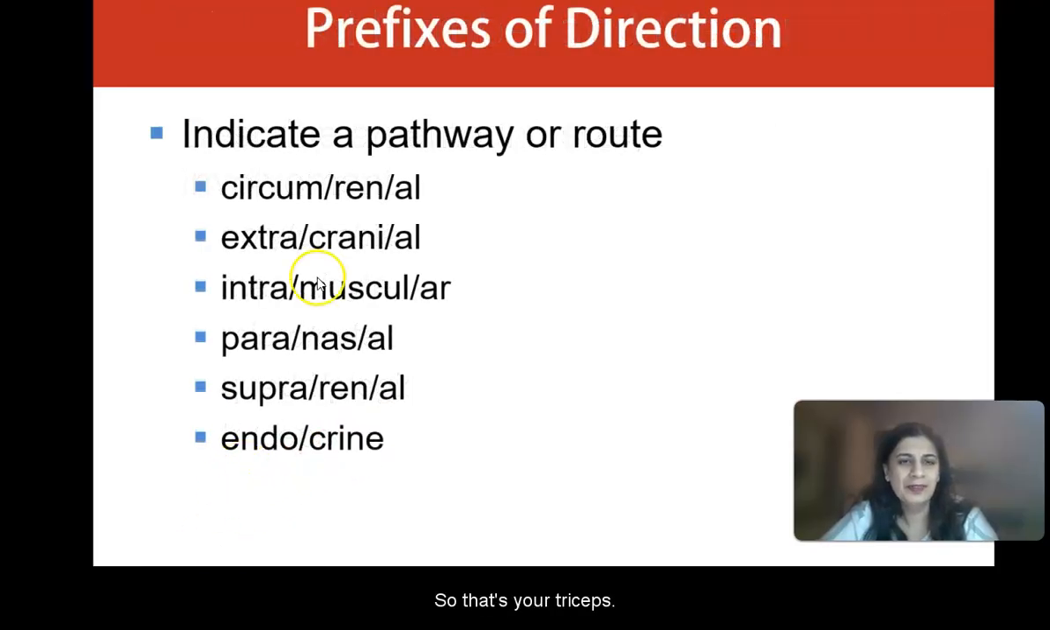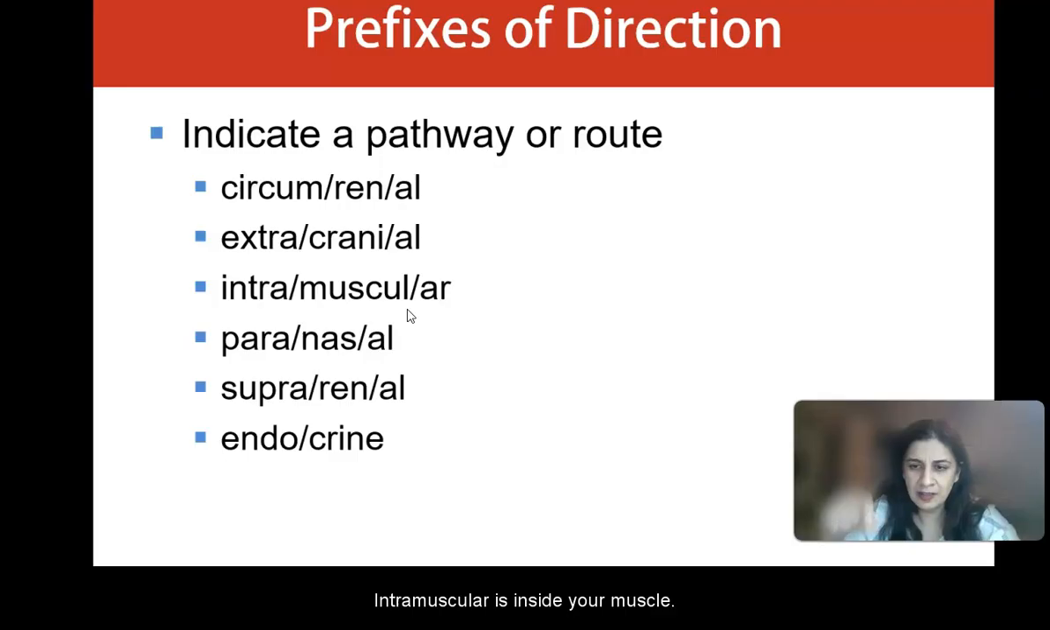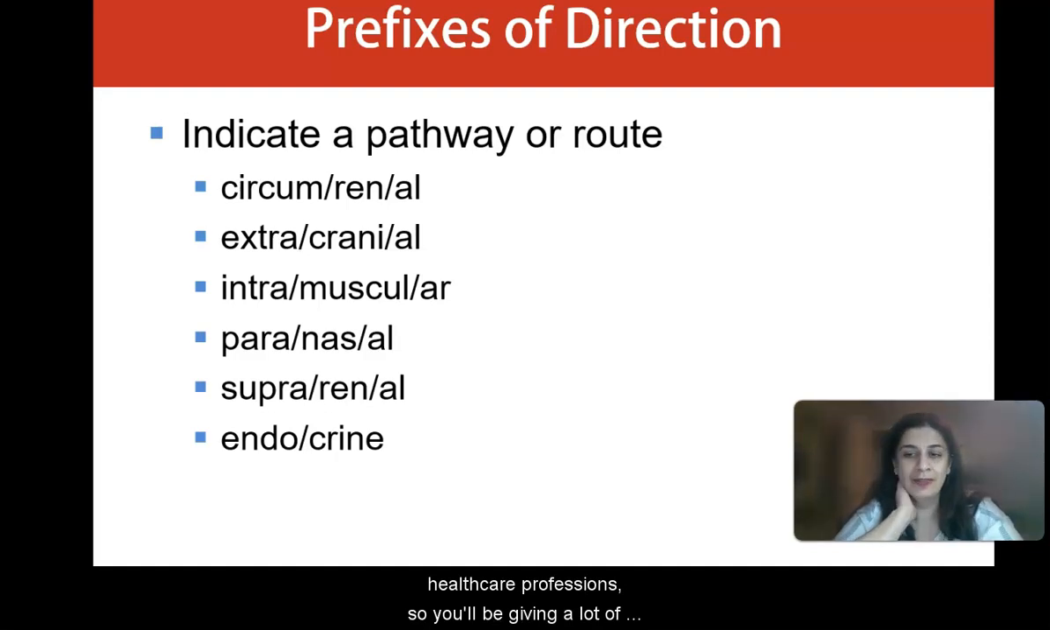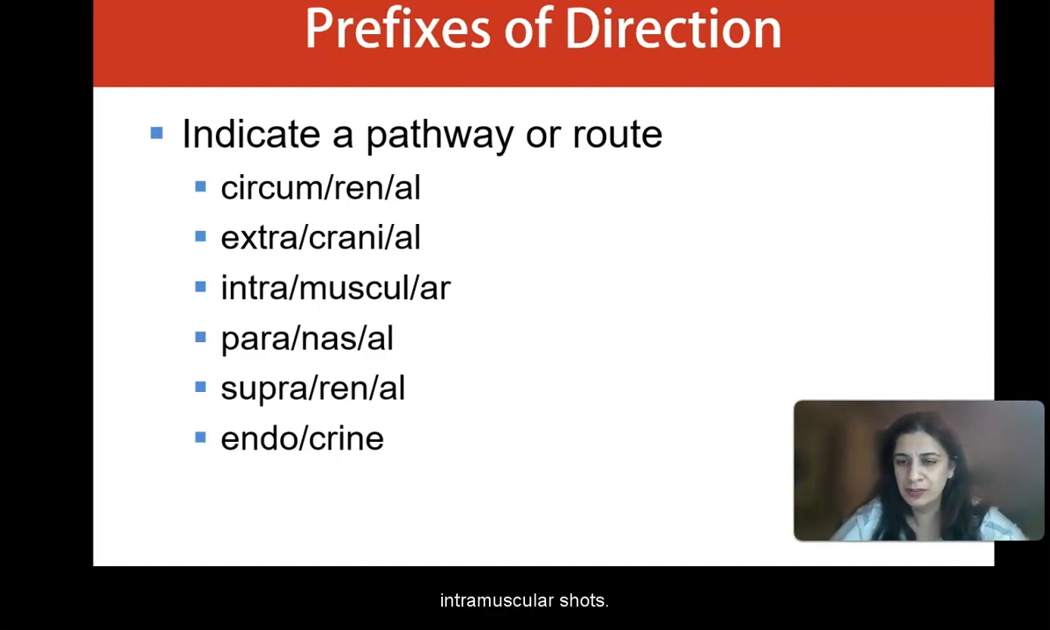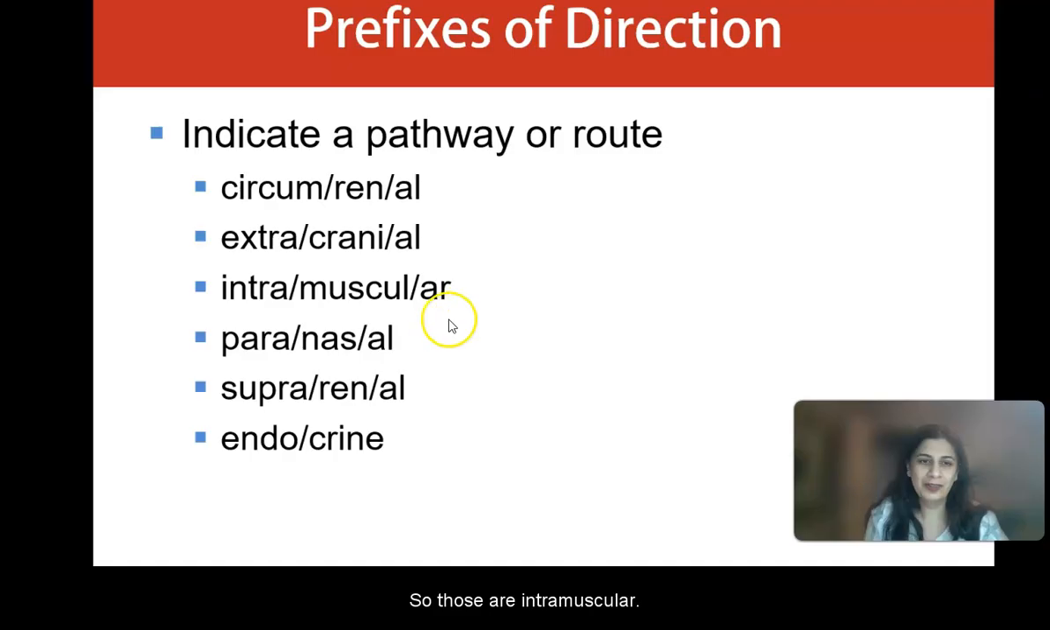So that's your triceps. Circumrenal is around renal, around your kidneys. Intramuscular is inside your muscle. Many of you might be going into nursing and other healthcare professions, so you'll be giving a lot of intramuscular shots. They're not fun, and I'm sure a lot of you might have had your COVID shots, your COVID vaccinations, and your flu vaccinations. So those are intramuscular. Paranasal is around your nose.